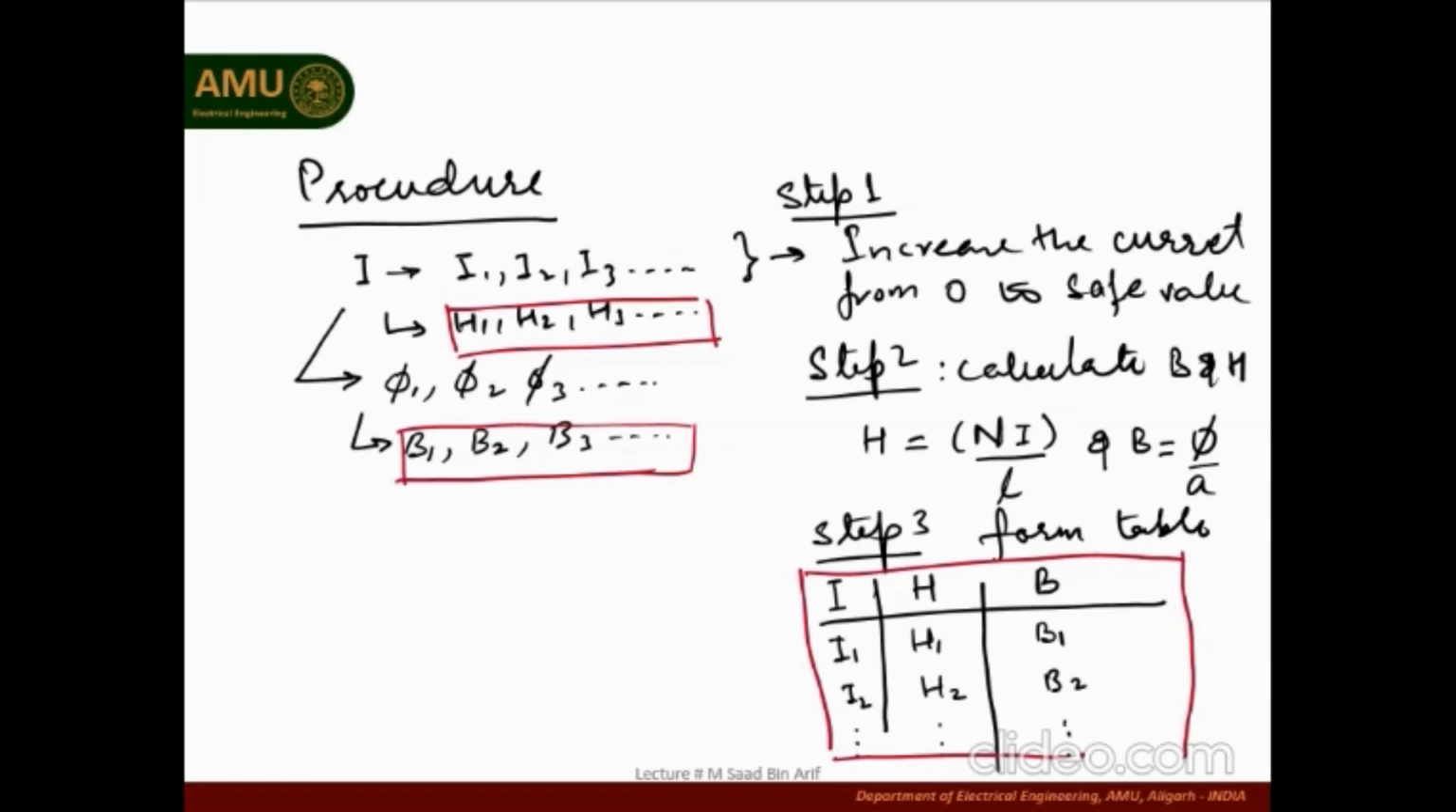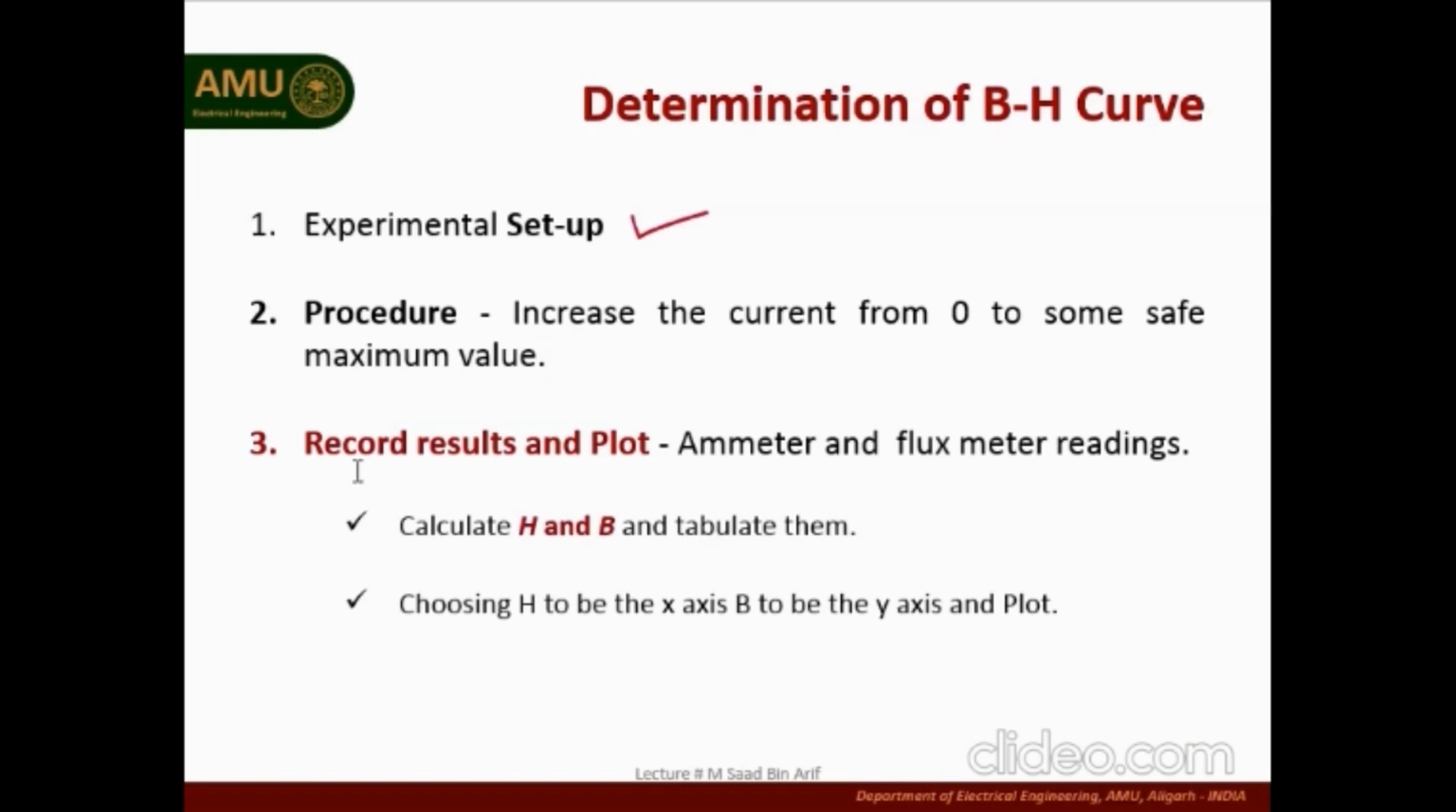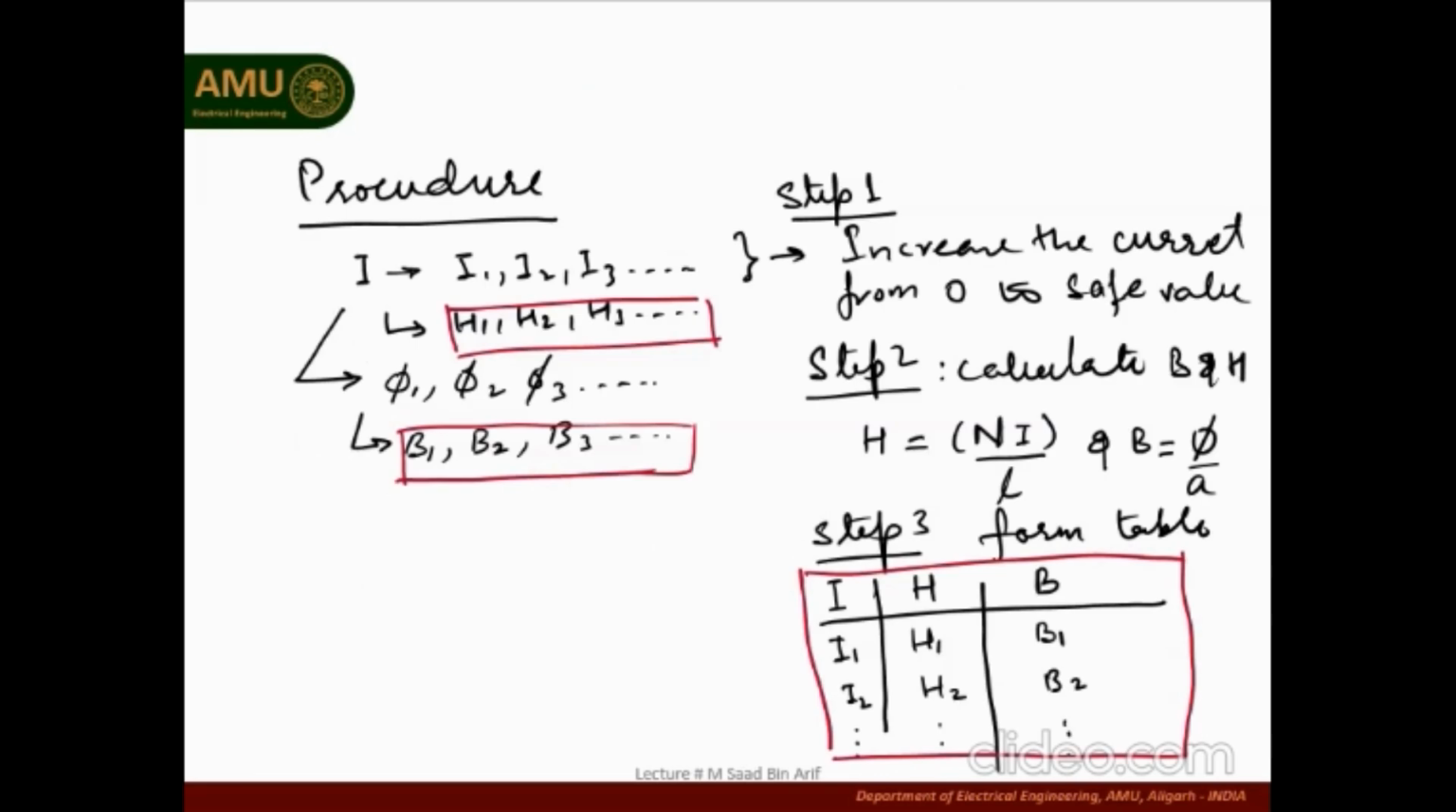Now the next step is recording of results, which is already done using the ammeter and flux meter. Calculation of H and B is already done. Now what we will do is we will choose H to be the x-axis and B to be the y-axis and simply plot the curve.